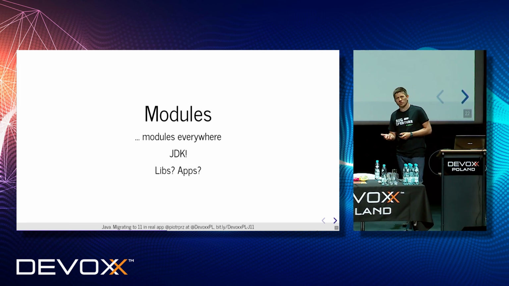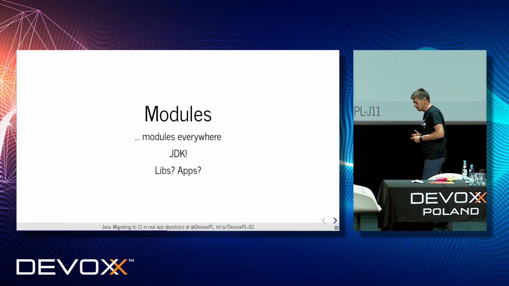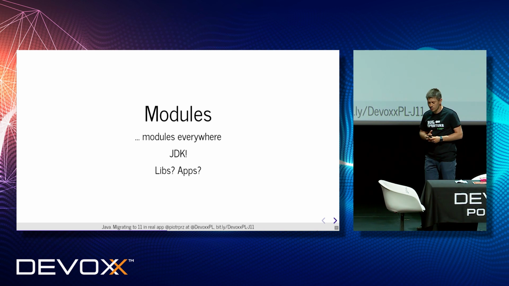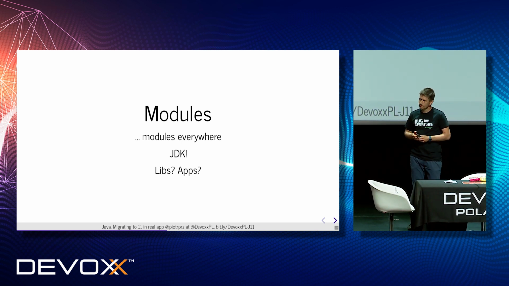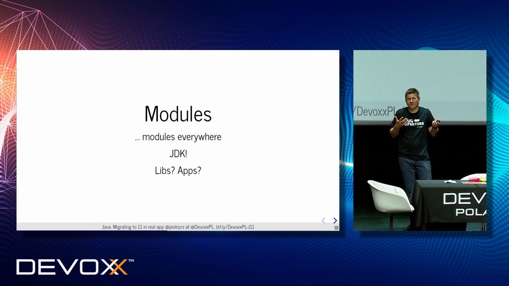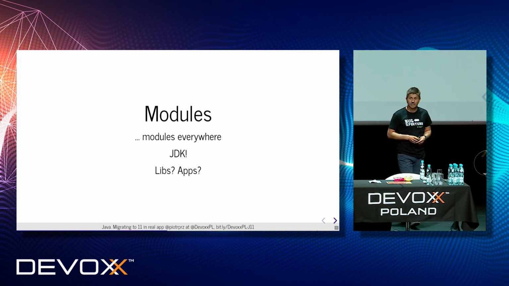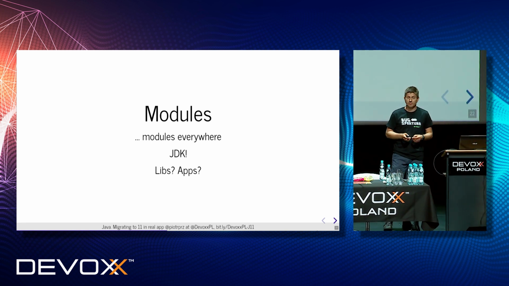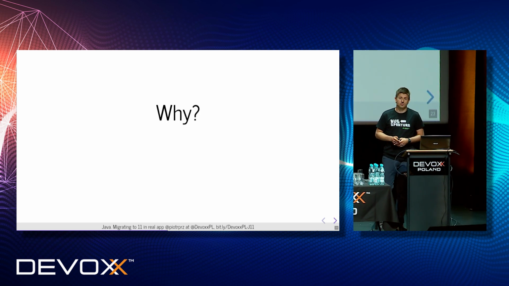But are they so popular in libraries and applications? As Kai Horstmann wrote in his book, modules are kind of a social experiment. We don't know if they're going to become popular in libraries, in our applications. Sure, the JDK is modular, and there's no way back from that, as far as I can tell. But will our apps and libs become modular? We'll see.